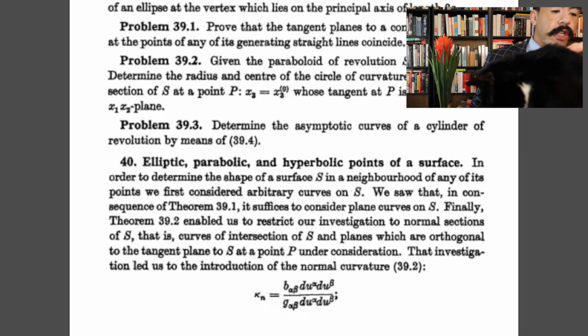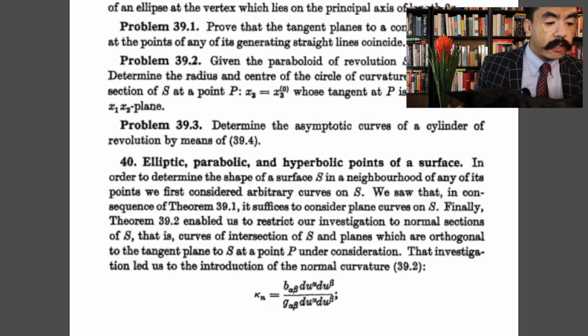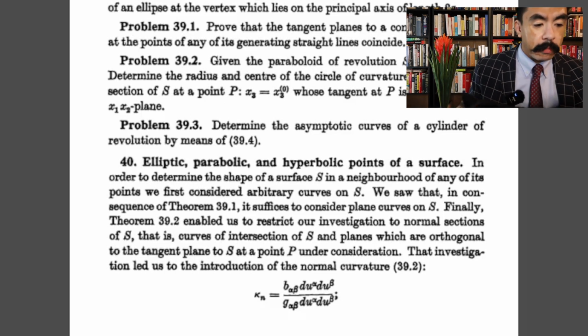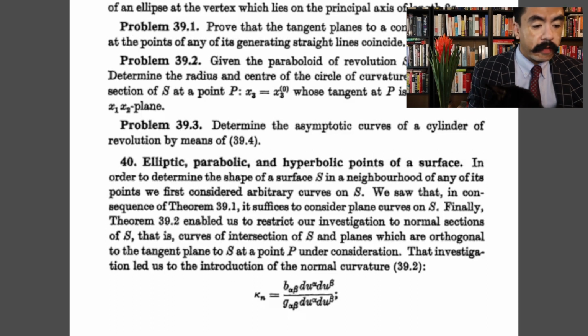In order to determine the shape of a surface S in a neighborhood of any of its points, we first considered arbitrary curves on S. We saw that, in consequence of 39.1, it suffices to consider plane curves on S. Finally, Theorem 39.2 enabled us to restrict our investigation to normal sections of S, that is, curves of intersection of S and planes which are orthogonal to the tangent plane to S at a point P under consideration.